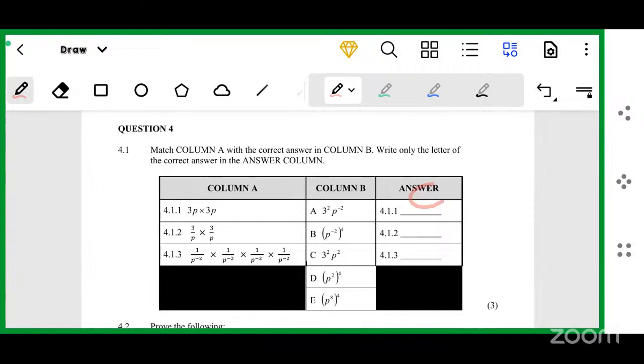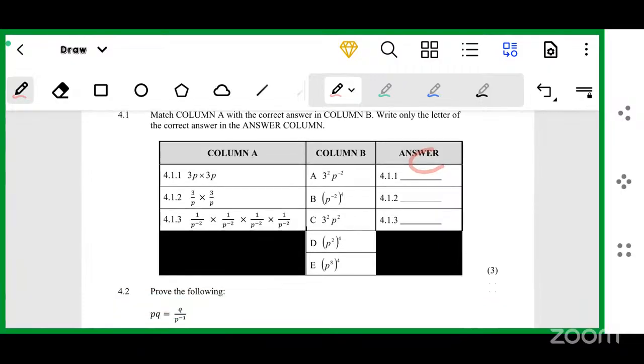I'm not really sure. Okay. And what do you think for 3? Can I just quickly see something? No problem. Let me try to figure something out with 4.1.2.